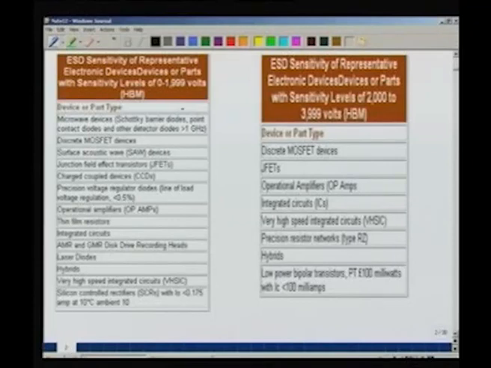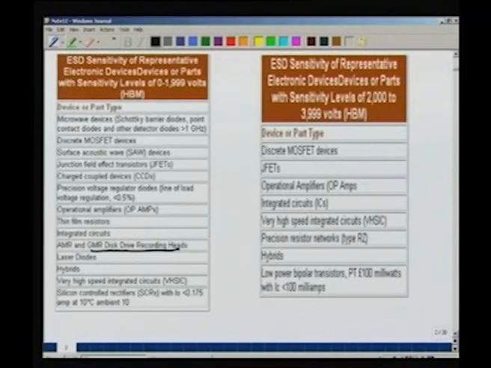The first table tells you the sensitivity from 0 to 1000 volts. And mind you, these are devices which are used in everyday life. The first one gives you microwave devices. The second one is MOSFET, which you will encounter in your laboratory. Then you have CCDs, charge coupled devices, which are used everywhere. Operational amplifiers, which are all-pervading in your electronics, laser diodes. And look at this, you have the GMR disk, driving record heads, which are there in your computers. So you had better be careful to discharge all your voltage before you touch the sensitive equipment.